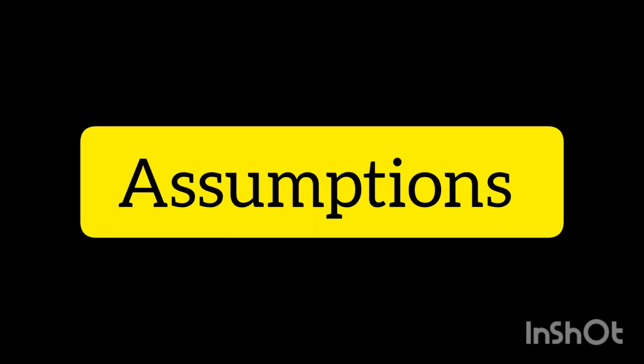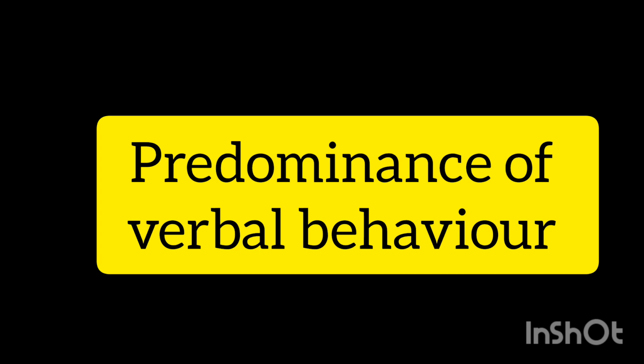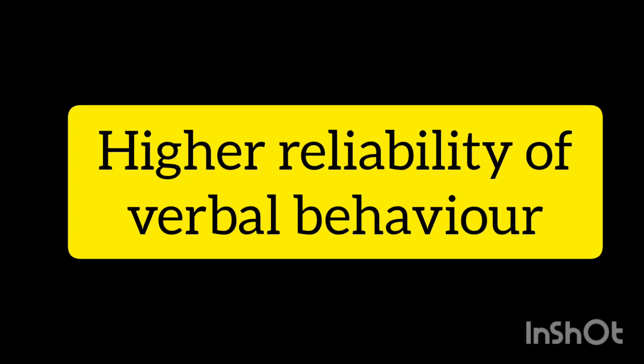So we have some assumptions for this interaction analysis, but here we will mention some basic assumptions for explaining the Flanders interaction analysis. The first assumption is predominance of verbal communication. In a normal classroom, it is verbal communication, okay, and which is predominant obviously. The second assumption is higher reliability of the verbal behavior. We already know there are two types of behavior in every normal classroom situation, that is verbal behavior and non-verbal behavior of both teacher and student, but higher reliability of the verbal behavior than non-verbal behavior.